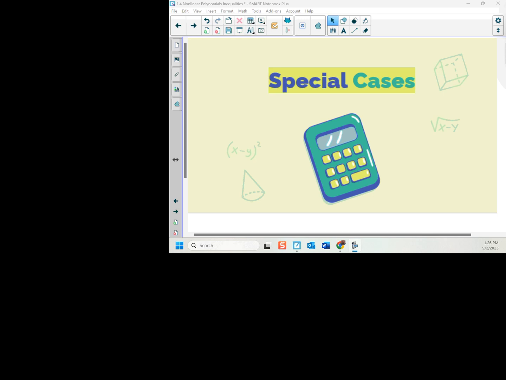Mr. Z here again, doing special cases. So we're still solving nonlinear polynomial inequalities, and we're still going to look for those critical points. But there are situations in which you'll see what happens here. Sometimes things don't work out quite as neatly as those first two examples.